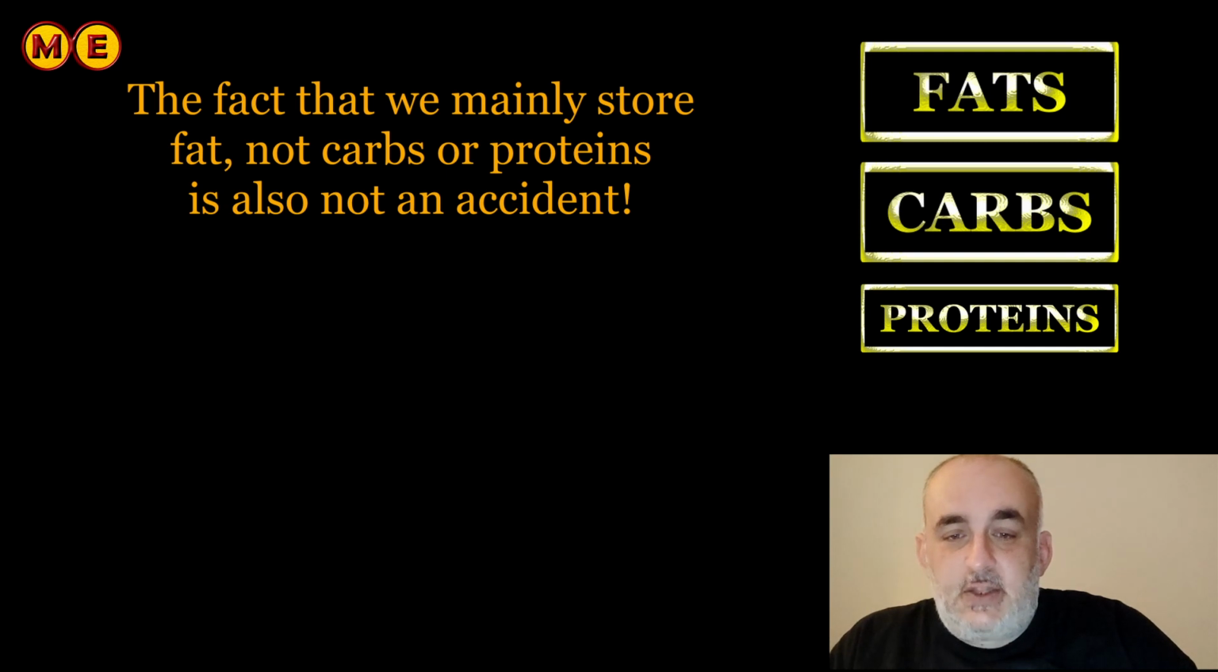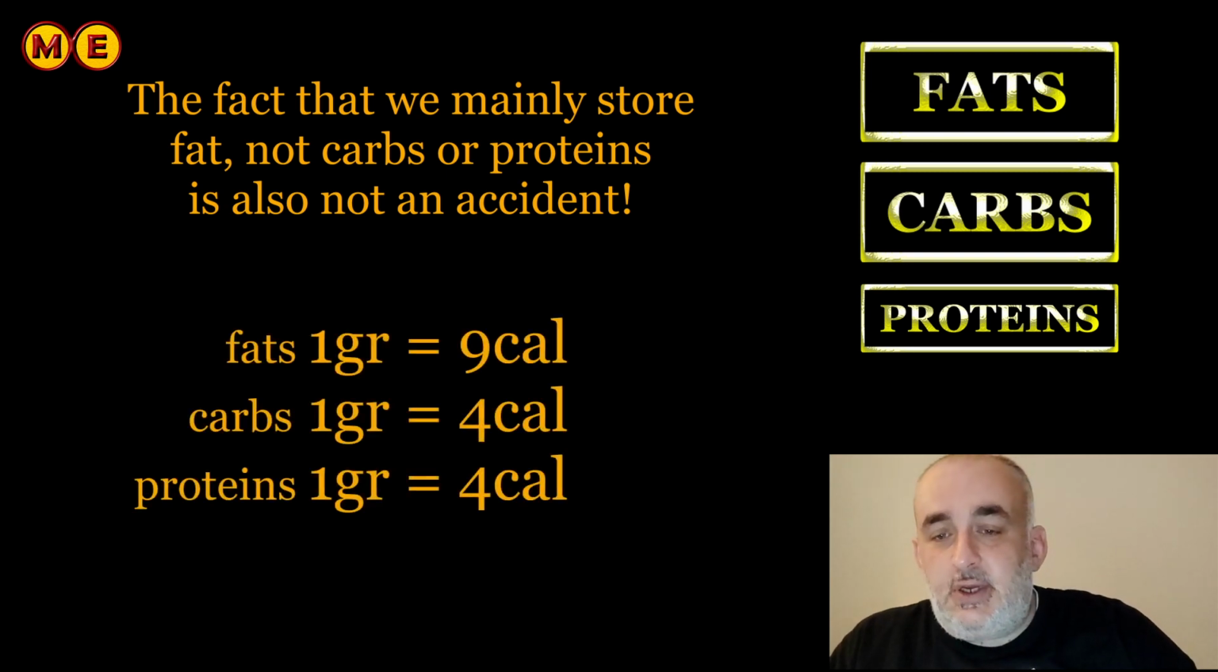On the other hand, the fact that we mainly store fat, not carbs or proteins, is also not an accident, because compared to carbs and proteins, we can extract much more energy from fats. Just for comparison, a gram of fat gives us close to 9 calories, and a gram of carbs or protein delivers about 4. So, from an evolutionary point of view, both for us and for all living beings that had to move and carry all their food with them, it was much better to store fat, not carbs and protein. Unlike us, plants don't have to move, so they evolved by storing carbs.